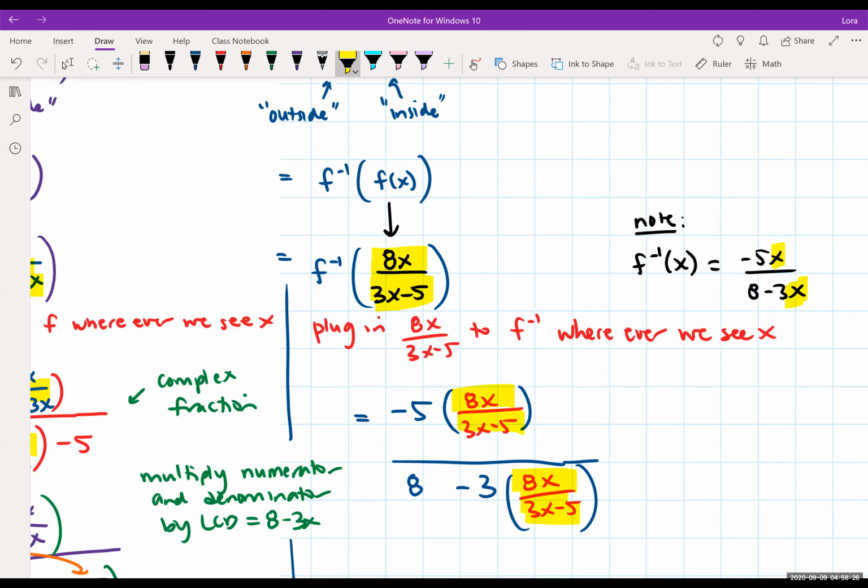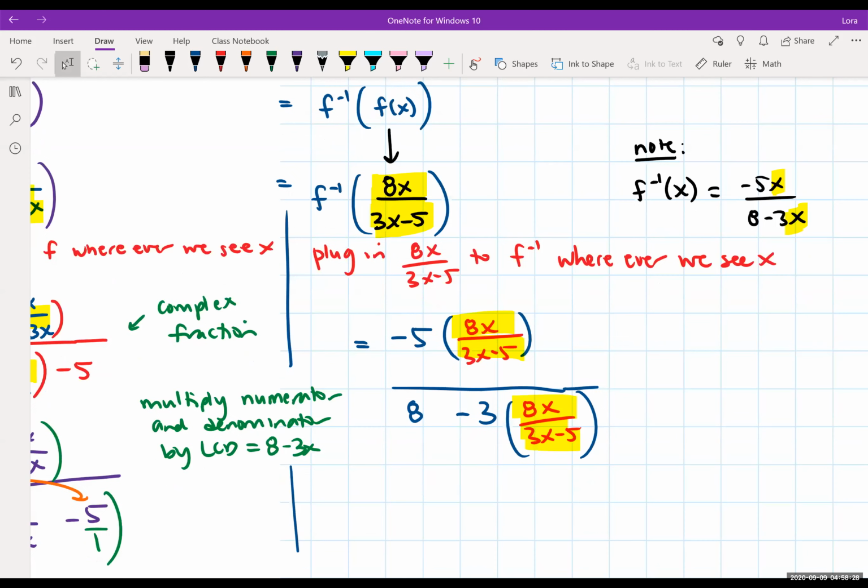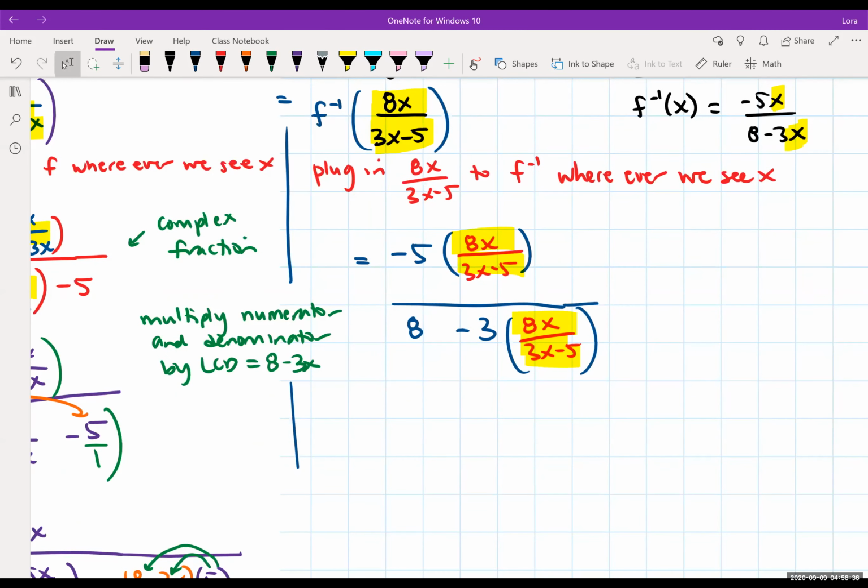Now you'll notice again, we have ourselves a complex fraction. And it's the same story as what we did in the previous part. We just get something slightly different in the numerator and denominator because we compose these functions backwards, f inverse composing with f this time around.